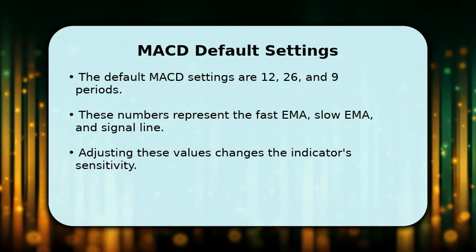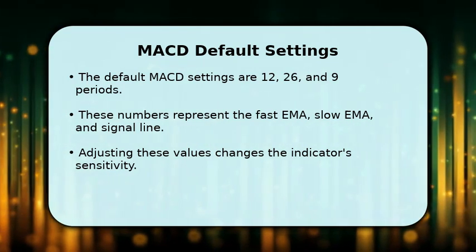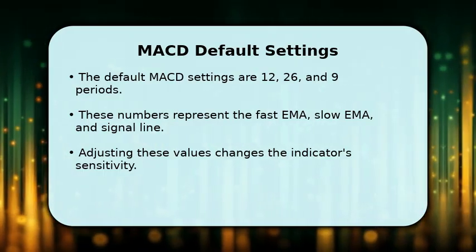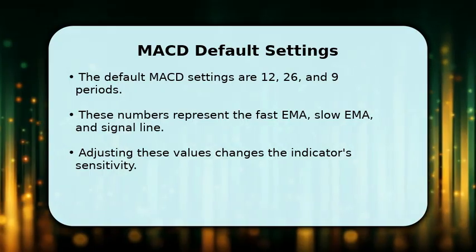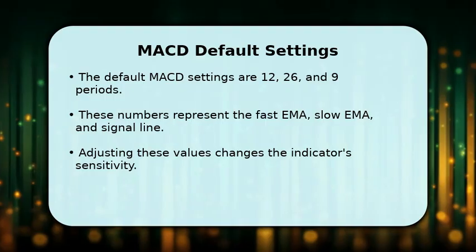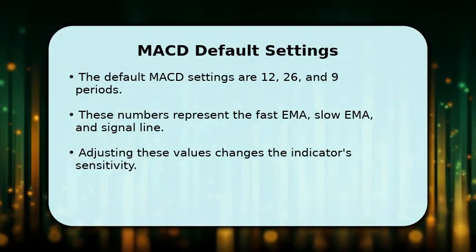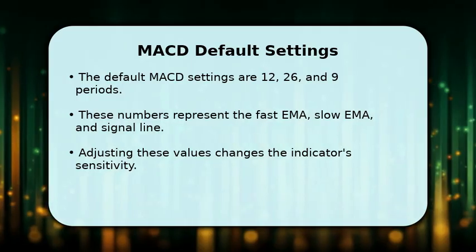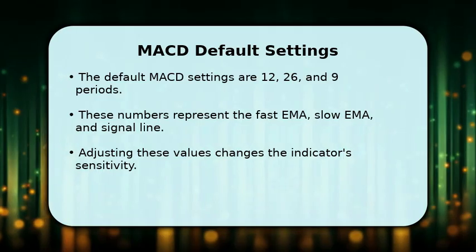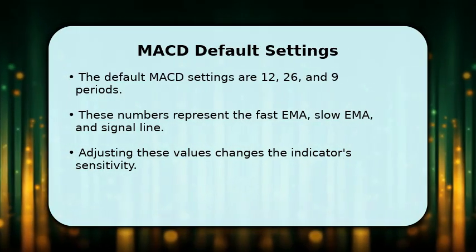Once MACD is on your chart, you'll see its default settings. The standard configuration uses a 12-period fast exponential moving average, a 26-period slow exponential moving average, and a 9-period signal line. These values are widely accepted and provide a balanced view of momentum. You can access these settings by double-clicking the indicator or clicking the gear icon next to its name on the chart. Understanding these defaults is key before making any adjustments.